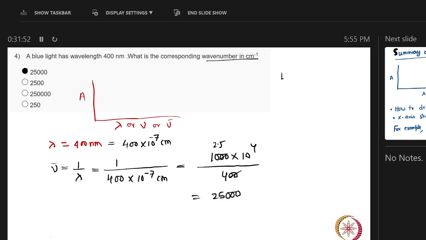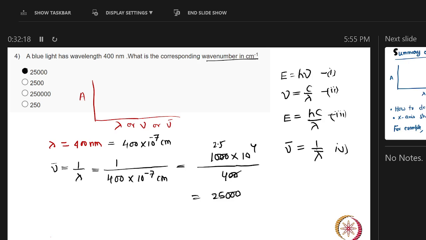Similarly, people can ask you to calculate the energy. Then we can calculate h nu, and we know that nu is c by lambda, so energy we can calculate as hc by lambda. So using equation 1, equation 2, equation 3, and equation 4, we can interconvert these things. Wave number can be converted into wavelength, wavelength can be converted into energy, wavelength can be converted into frequency, and frequency can be converted into energy.